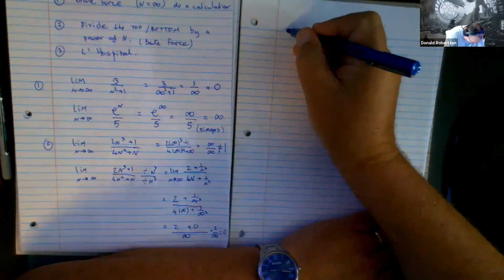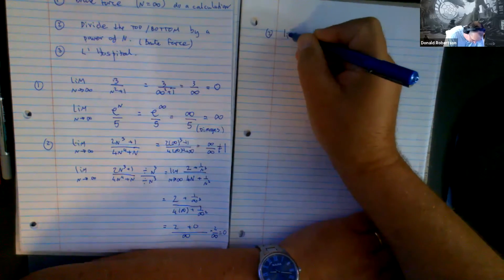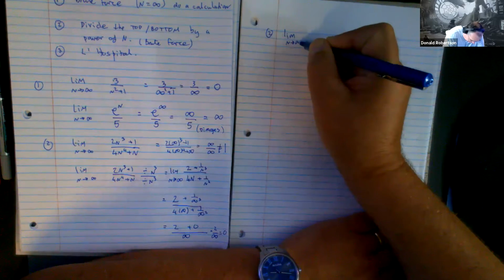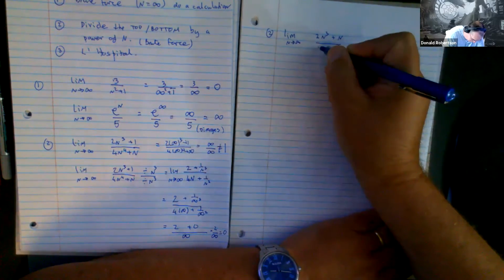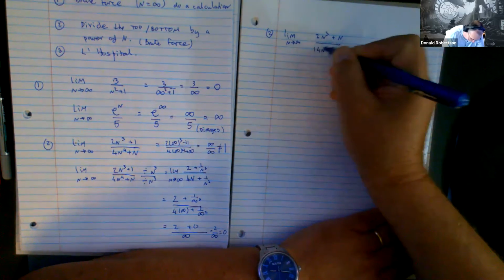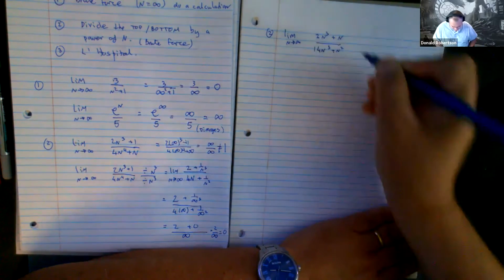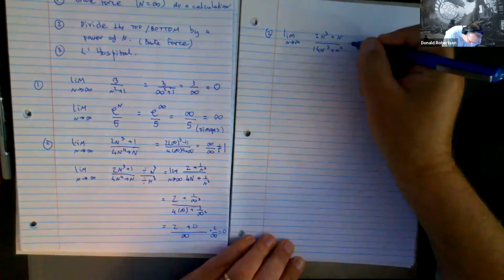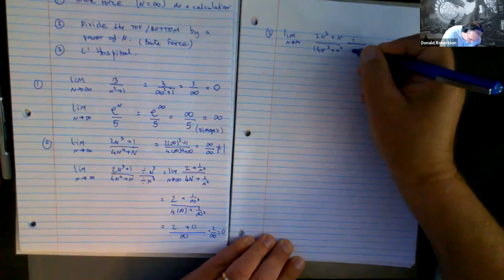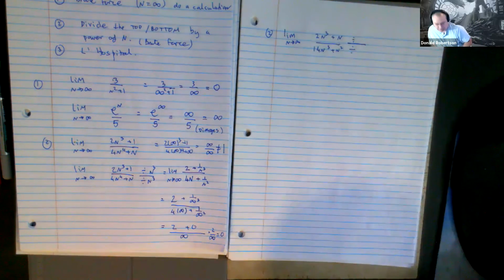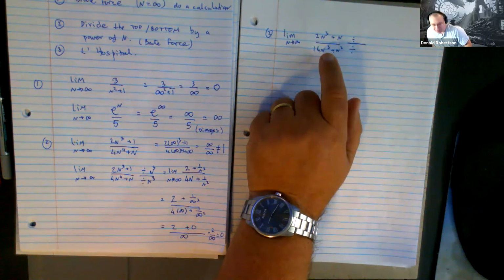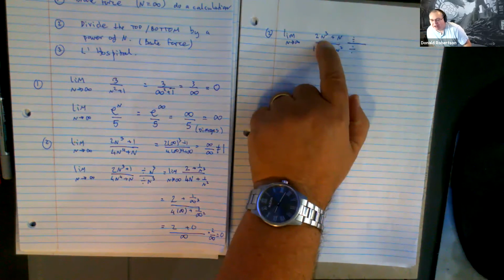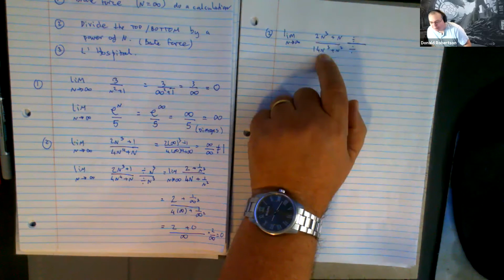Let's try another one. Suppose we're still using method 2. Let's suppose we want to find the limit as n tends to infinity of 2n cubed plus n over 14n cubed plus n squared. And we're going to divide the top and bottom by a power of n. Now here the choice is much more limited. The biggest power on the top was n cubed, and the biggest power on the bottom is n cubed. So we don't really have a choice. Don't we divide top and bottom by n cubed?